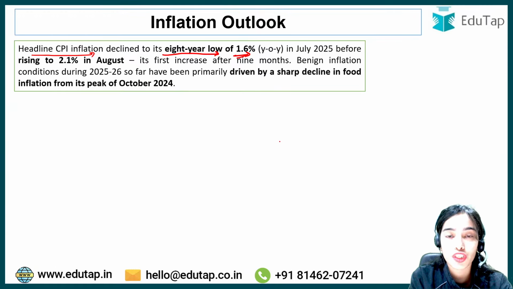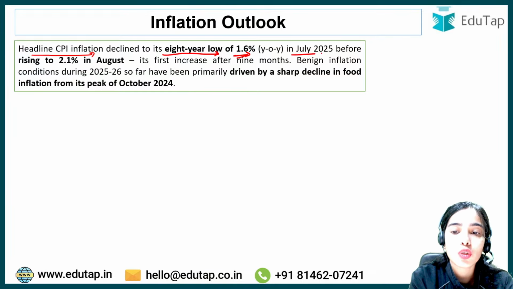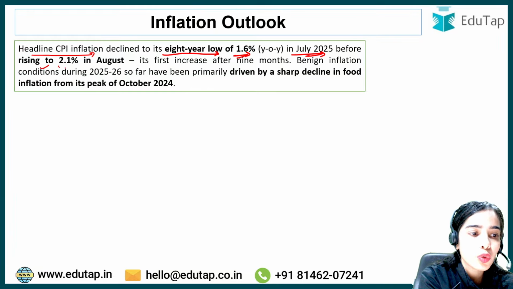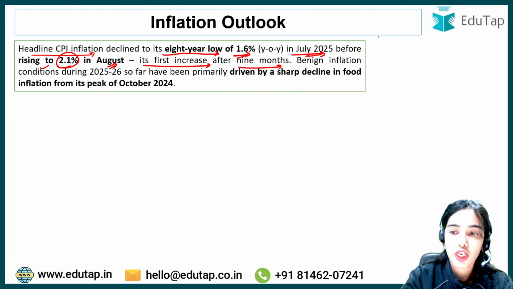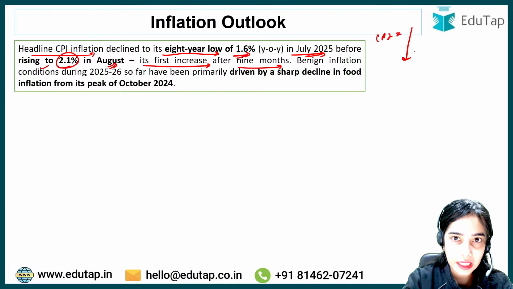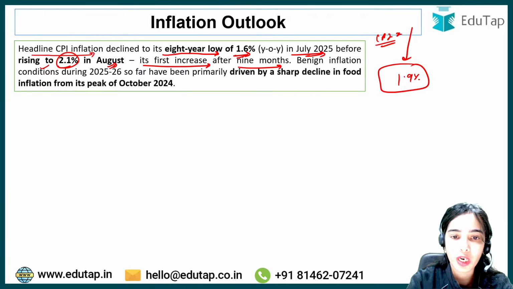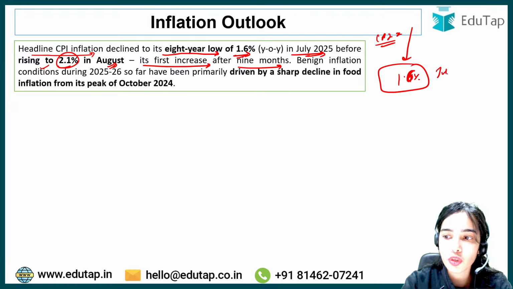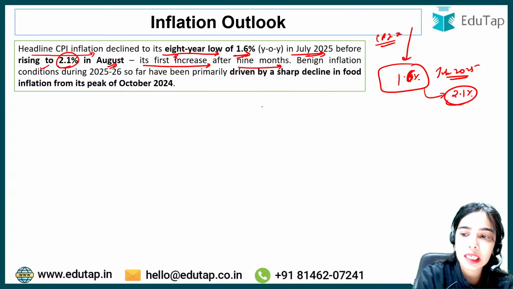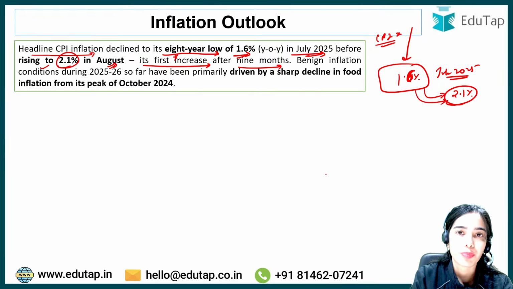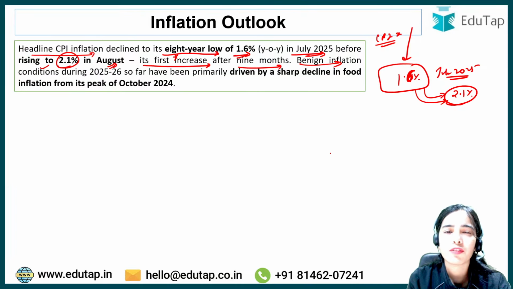So you can understand that the inflation came down to 1.6% in July 2025 before rising to 2.1% in August, its first increase after 9 months. So CPI inflation was continuously decreasing, and it came down to 1.6% in July 2025. And then it increased to 2.1% in August 2025. That was the first increase after 9 months.